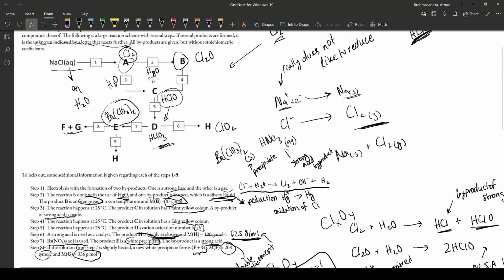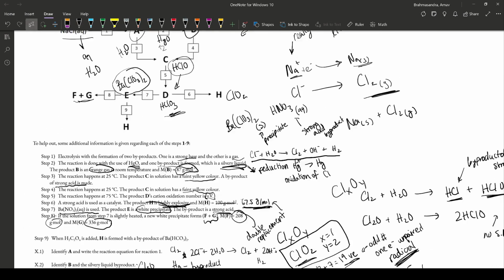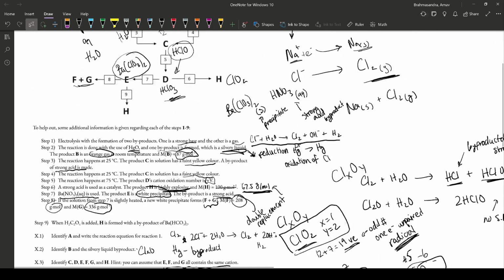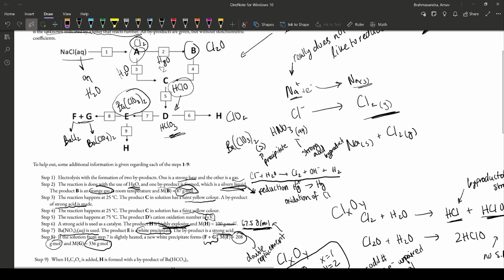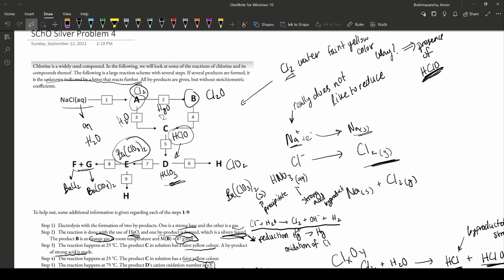So we'll end up with F being BaCl2 and G being Ba(ClO4)2. Okay, so now we've gone through this entire synthesis and we know all the compounds. Hopefully this made sense how we went through it.